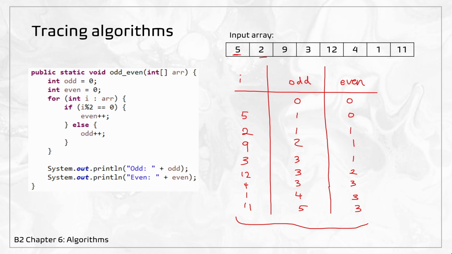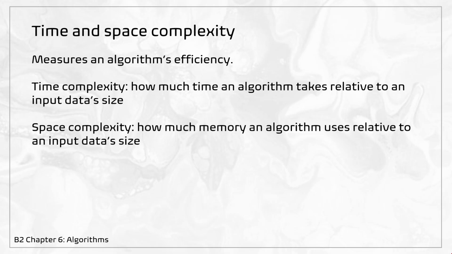By using trace tables, we can pinpoint where errors happen, analyze how variables change over time, and understand how an algorithm works. It's important that algorithms solve problems in the most efficient way possible. This means that algorithms use as little time and memory as possible. But how do we measure this? We can't measure exactly how many seconds an algorithm runs for, or exactly how many bytes of memory are used. Instead, we use something called time and space complexity. These tell us how much time or space is needed relative to the size of our input data.